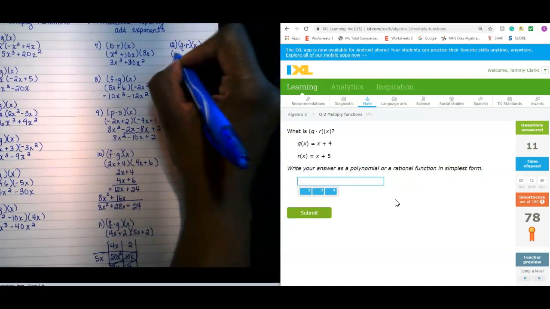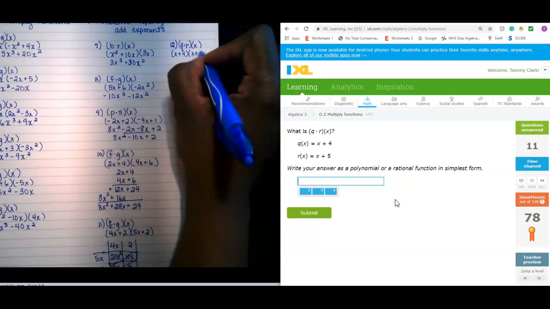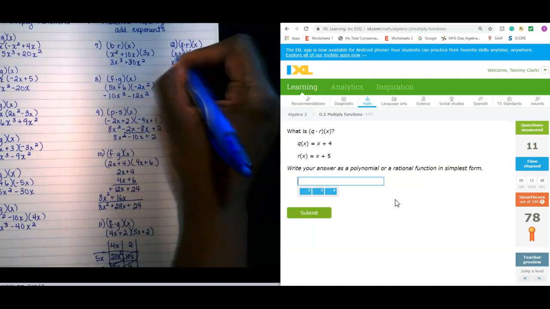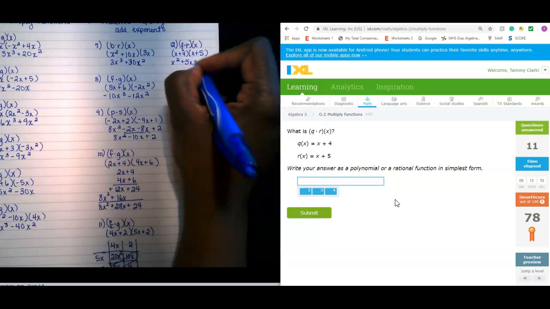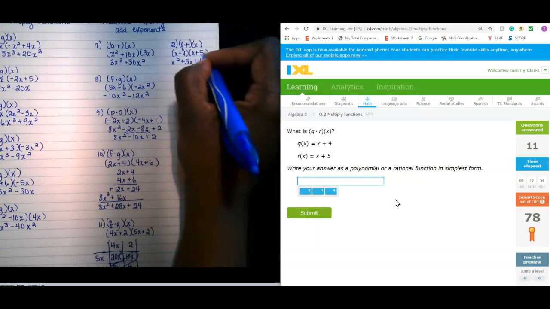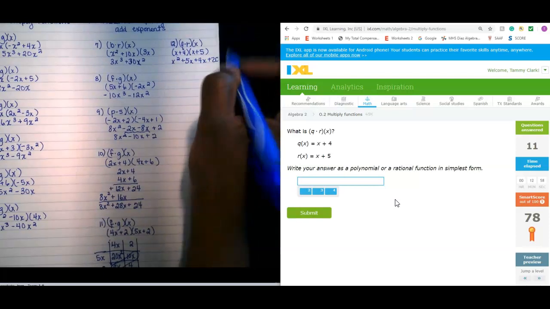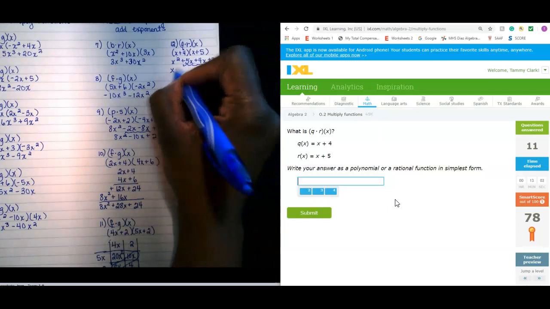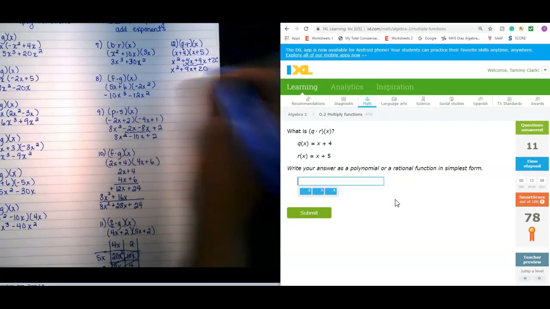So we've got x plus 4 multiplied by x plus 5. So x times x is x squared. x times 5 is 5x. 4 times x is 4x. And 4 times 5 is 20. Let's go ahead and combine our like terms. So we've got x squared plus 9x plus 20.